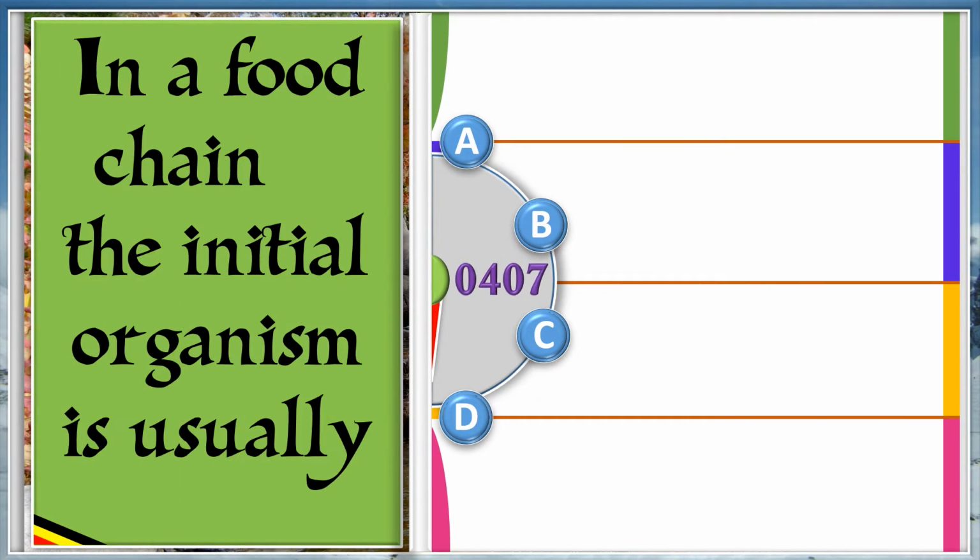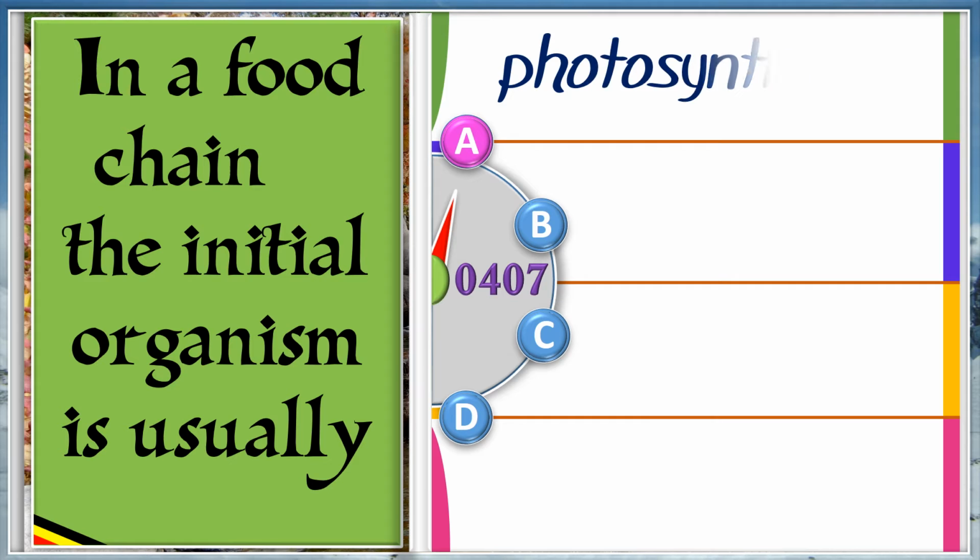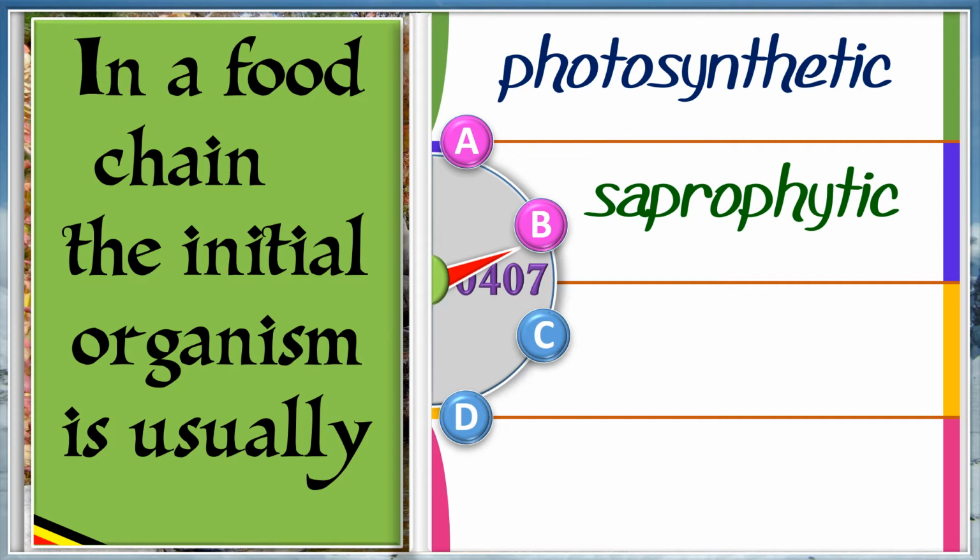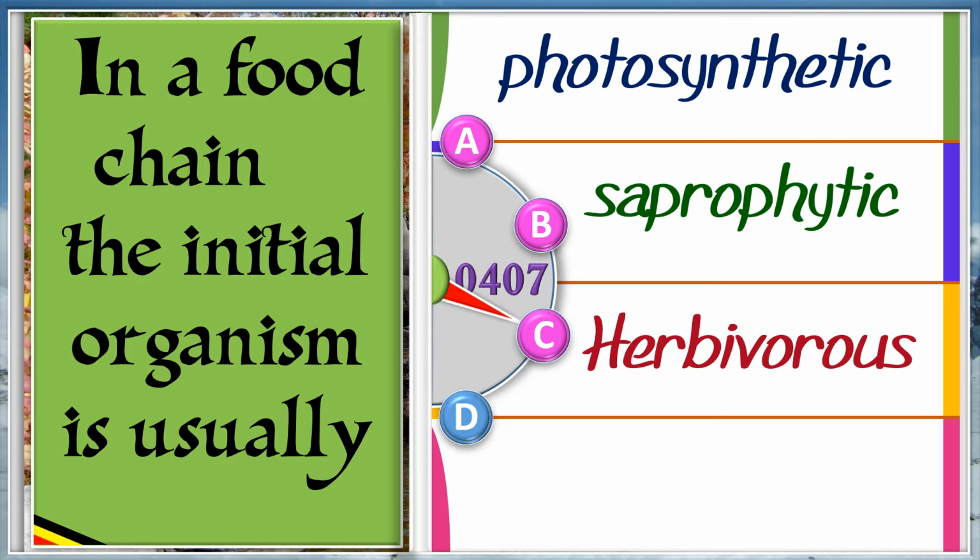In a food chain, the initial organism is usually: A. Photosynthetic. B. Saprophytic. C. Herbivorous. D. Parasitic. And the answer is A. Photosynthetic.